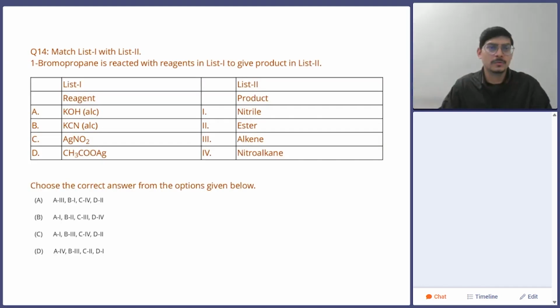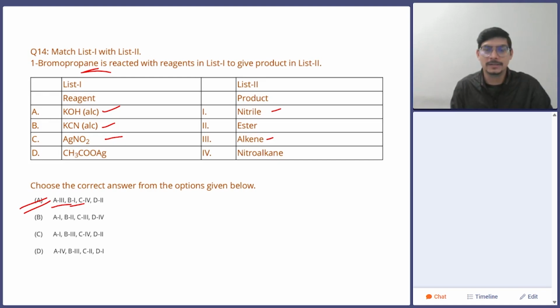Coming to the next question, 1-bromopropane is reacted with reagents in list 1 to give the products in list 2. Okay, so if we react 1-bromopropane with alcoholic KOH, we know that this is mainly elimination, right? The E2 elimination. So we are going to get an alkene. So A should match with third, right? Well, that gives you the correct answer. You don't have to even work beyond that. But anyway, alcoholic KCN, like ethanolic KCN, will result in the formation of CN, which is nitrile. So B matches with first one. Yes. C should match with fourth. Yes. So in case of AgNO2, it's the NO2 minus ion, which is covalently bonded to silver. So nitrogen is free to attack, right?